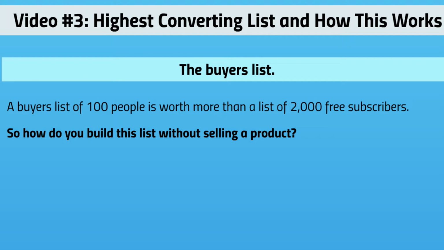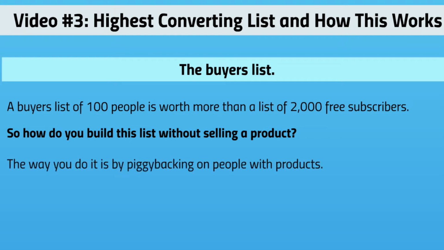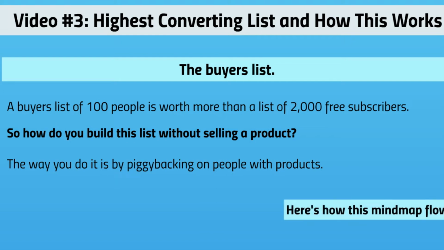So how do you build a list without selling a product? That doesn't really make sense, does it? But after I show you, this will definitely make more sense. The way you do this is by piggybacking on people with products, so vendors. And here's how this mind map flows. Basically, this is how it works.